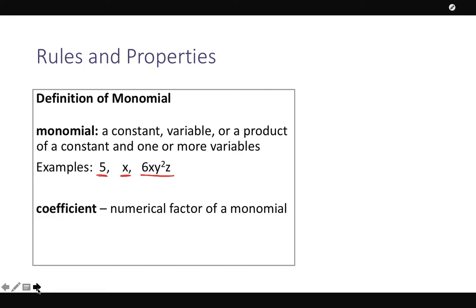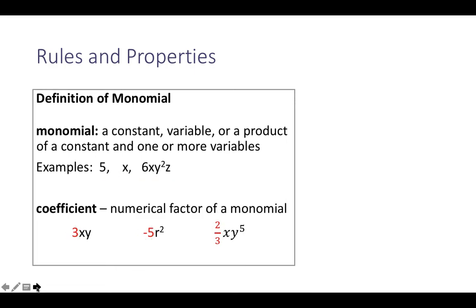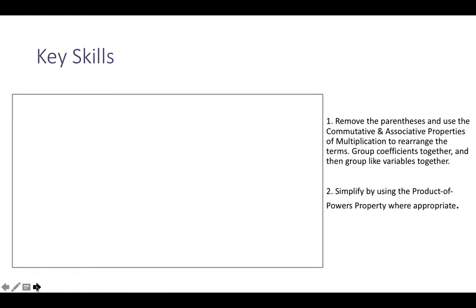And then the coefficient is an important part of a monomial, and the coefficient is the numerical factor of a monomial. So I have highlighted in red the numerical factors of each one. So this would be the coefficient, the 3. Here the -5 would be considered the coefficient. And here that fraction 2/3 would be considered the coefficient of that monomial.